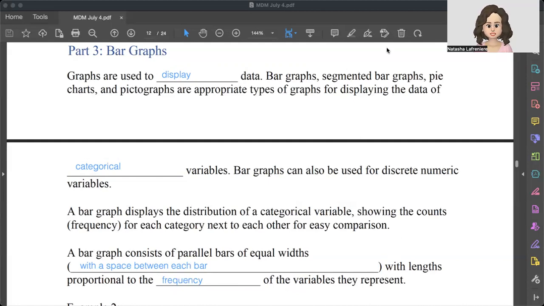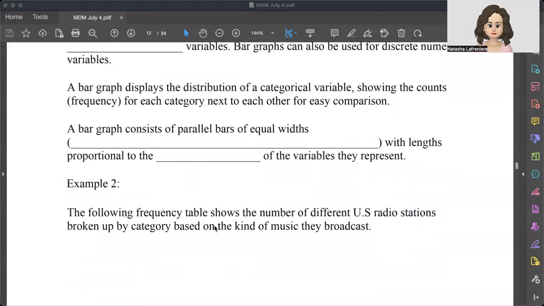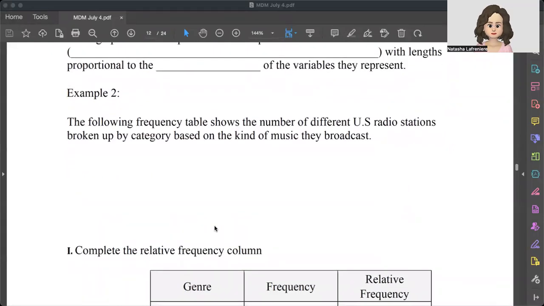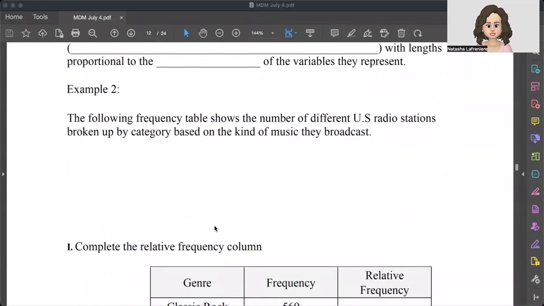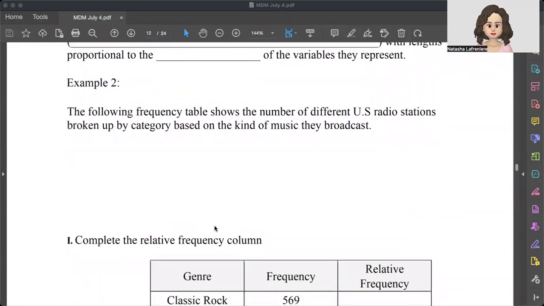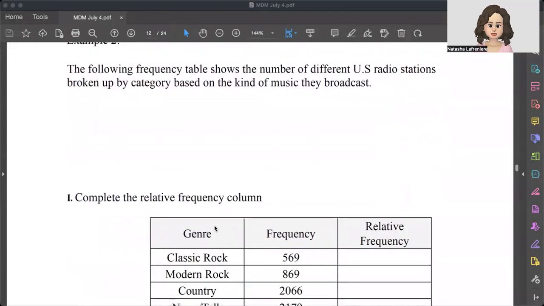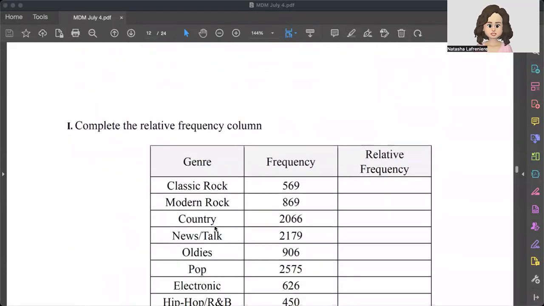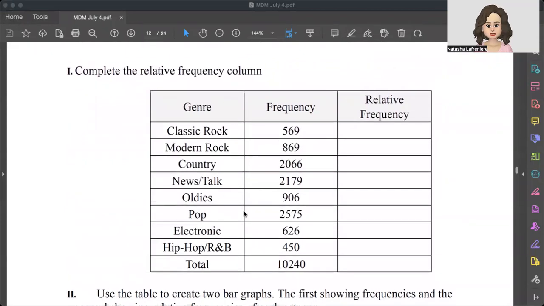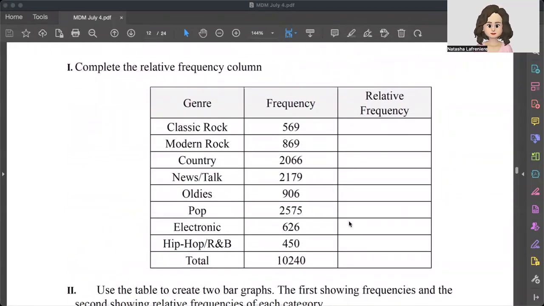Okay, so I'm going to clear this. The following frequency table shows the number of different US radio stations broken up by category based on the kind of music they broadcast. Complete the relative frequency column. What you would have to do is add all of these together, and you're going to do this number divided by the total amount.